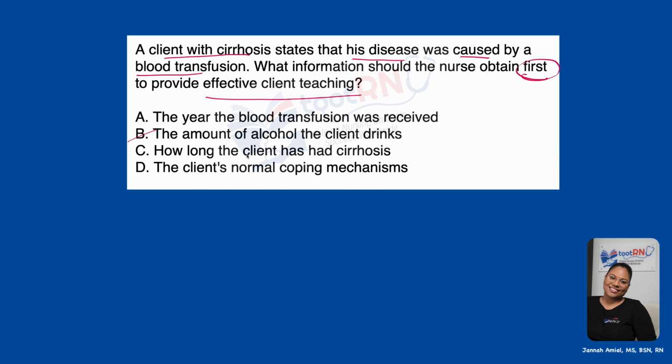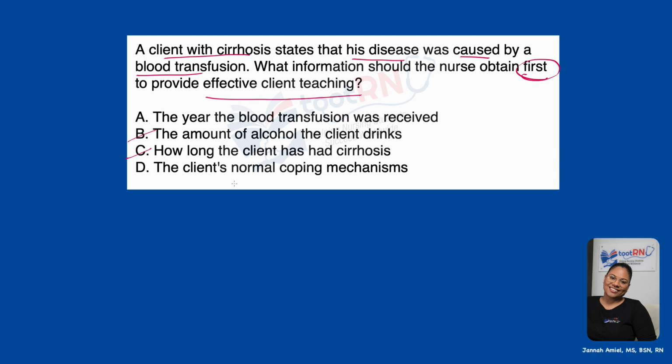C says how long the client has had cirrhosis. Certainly an important piece of information, but again, bringing it back to what we were being asked, to what the problem was, does asking the client how long he's had cirrhosis help us to provide effective client teaching about what he said? Is that the first thing that we want to ask? No, because if he says he's had it for 5 years or 50 years or 1 year or 2 months, that doesn't help us to provide effective client teaching to what his point was. I got it from blood. So that's not the first thing we want to obtain.